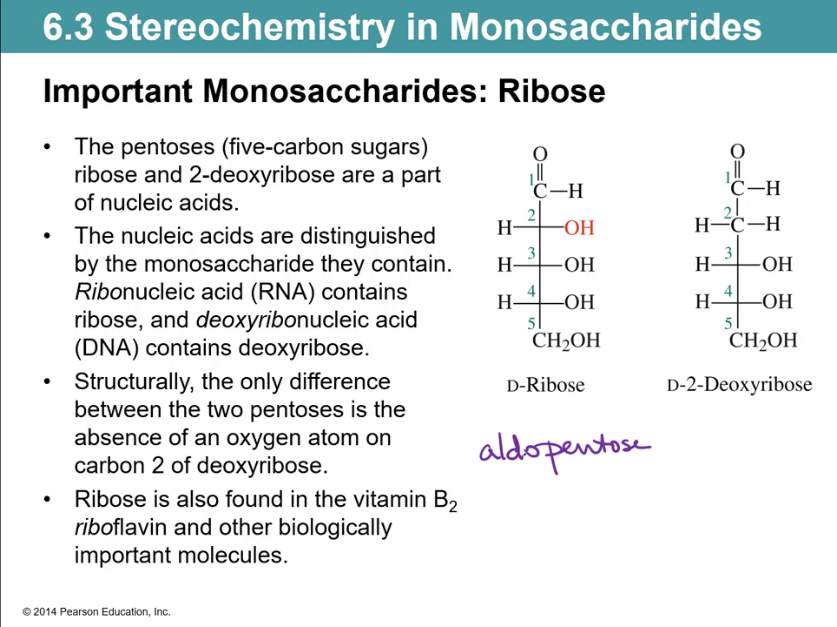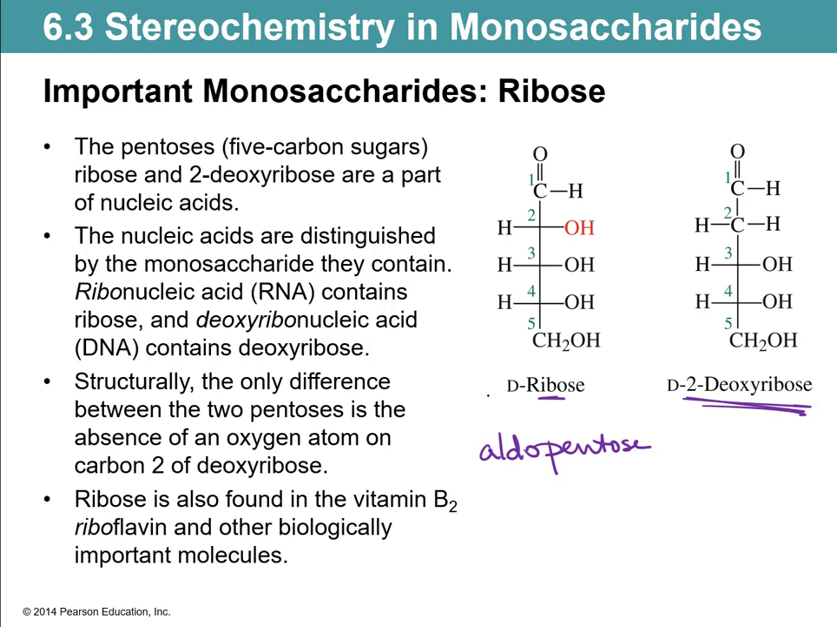Where have you heard ribose and deoxyribose? DNA. Yeah, DNA. When you think of DNA, deoxyribonucleic acid, the D of DNA tells you this sugar is in it. RNA is ribonucleic acid, so it has this sugar.